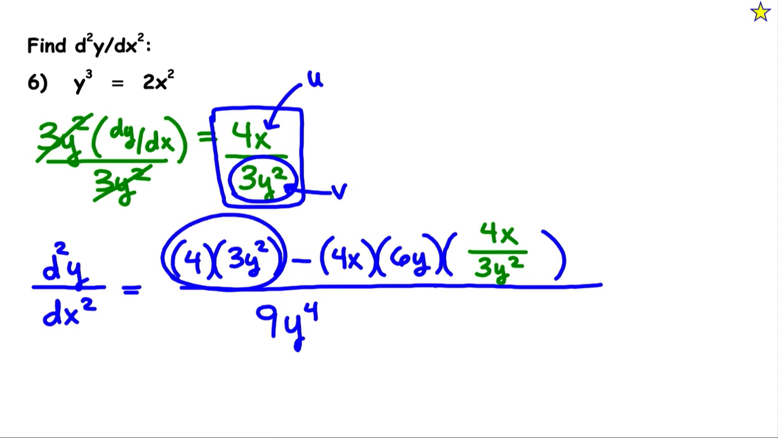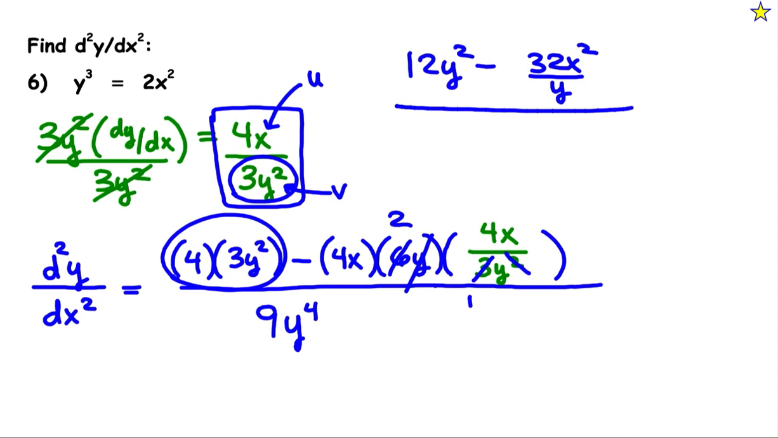That's 12y squared minus. Now this y does cancel with the squared at least, but I've got a mess. The 6 and the 3 are also going to cancel. That'll become a 2, the 3 becomes a 1. But still, man, we got 4 times 2, that's 8, times 4, that's 32. So minus 32x squared over y. And that whole thing is over 9y to the 4th.